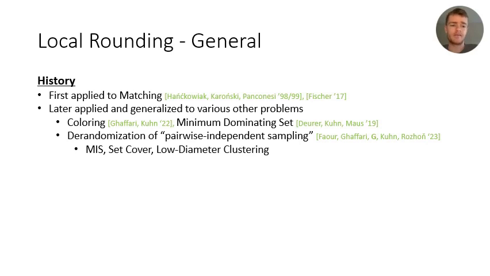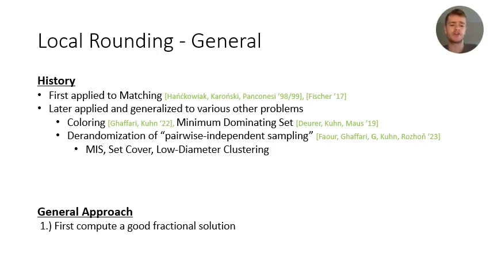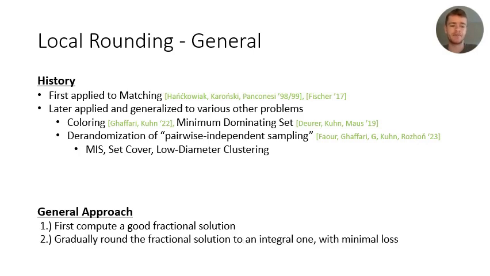This led to improved algorithms for maximal independent set cover, and the low diameter clustering algorithm mentioned before uses these local roundings internally. The general approach in local rounding is as follows. As a first step, you compute a good fractional solution. What's a good fractional solution depends on the concrete problem, but often this is much faster to compute than an integral one. And in the second step, you gradually round this fractional solution in multiple rounding steps to finally obtain an integral one. And each rounding step only incurs a minimal loss, so that at the end you have a decent integral solution.